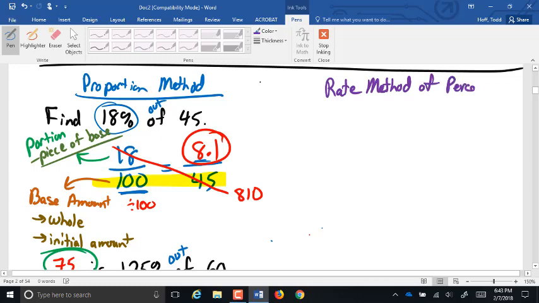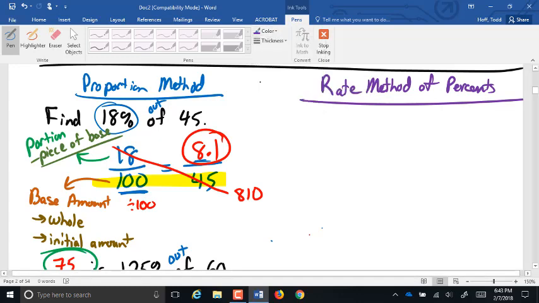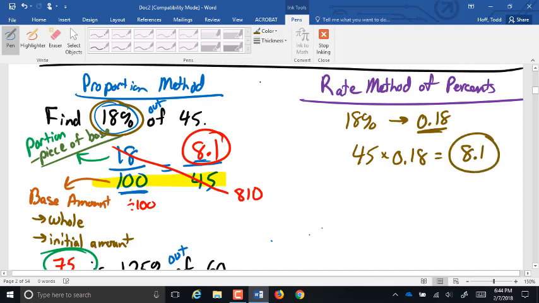Of our percents. And the rate method uses a rate. Remember, a rate is the decimal form of a percent. So what we would do for that is take the 18%, convert that into a decimal. That is 0.18. So for this problem, we would take our number, the 45, and multiply it by that rate of 0.18. It would give us 8.1.